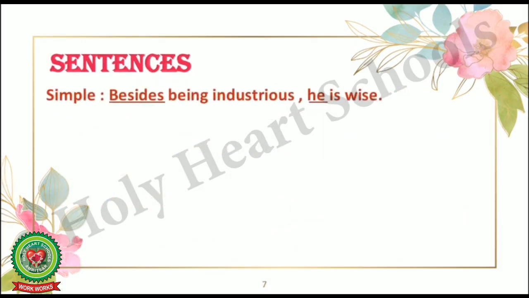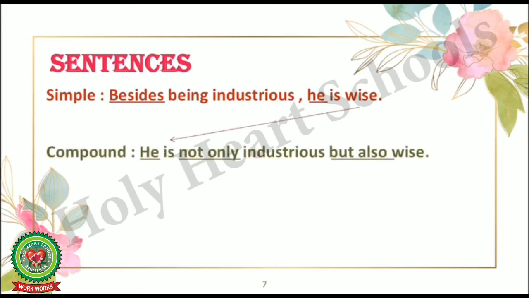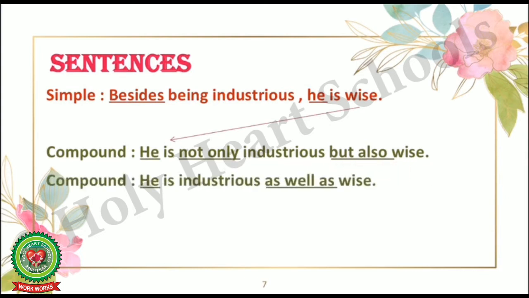Next sentence: besides being industrious, he is wise. Here besides means in addition to. So at the place of besides we can use not only but also or as well as. So our answer will be: he is not only industrious but also wise. Or you can use as well as also in the way like he is industrious as well as wise.